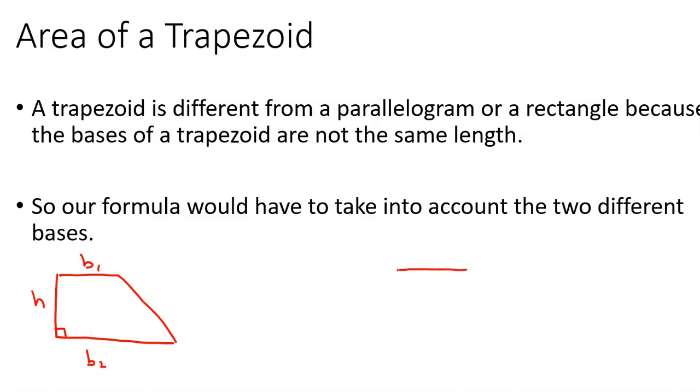But you could also have a trapezoid that looks like that, where that's one base, that's another base, and then this thing over here is your height. So there are lots of different options for a trapezoid, and the bases are not the same. The height is not necessarily one of the sides.